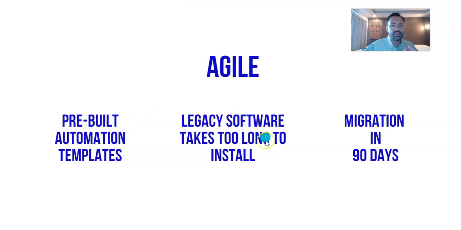reasons that they support this takeaway is they use things like, we have pre-built automation templates, things that you don't need to build from scratch, things you don't need to do very elaborate integrations with. You don't need to go through a lot of Q&A because Shopify Plus has already pre-built this stuff. Okay, another reason to support this argument is that legacy software takes too long to install. And a third point is that migration can happen in 90 days.